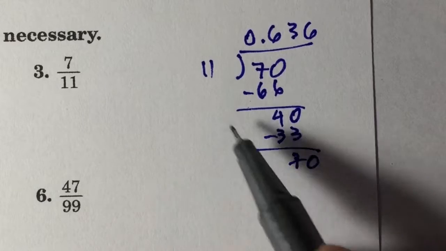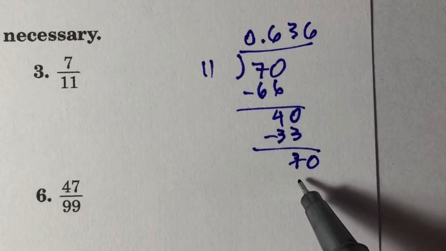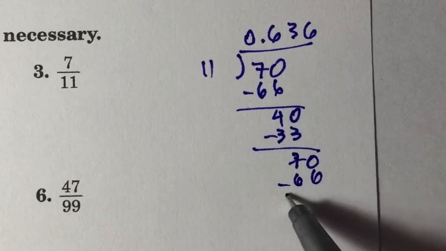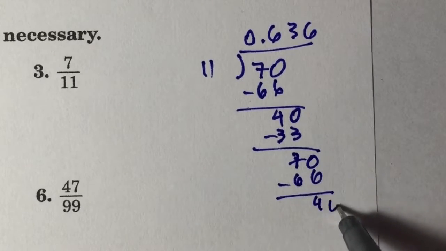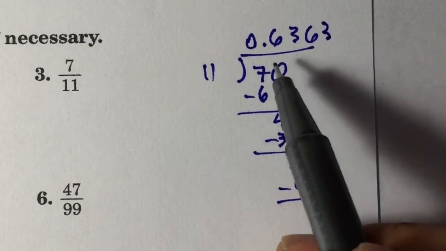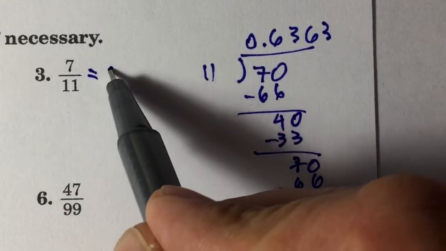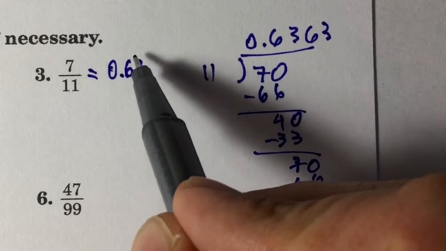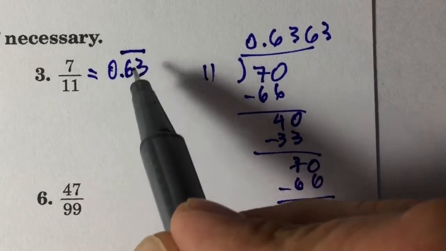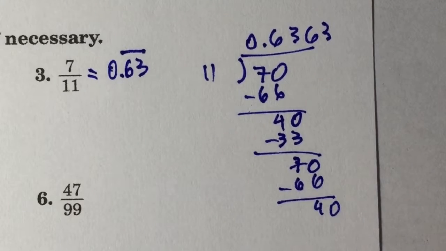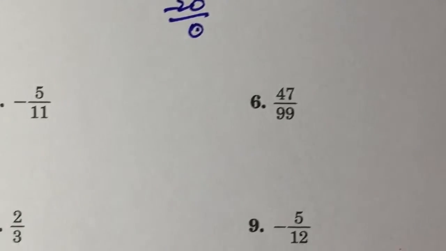The 0 is going to be 70, 66. 11 times 6, 66. Subtract again. I have 4, 0, and 3 again. So you can see here that this repeats 0.63, 63, 63. So I'm going to rewrite it as 0.63 repeating. And the bar indicates the numbers that are repeating, so it's on top of the 63. Let's move to the next.